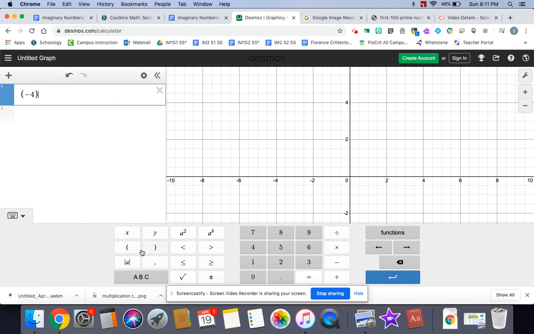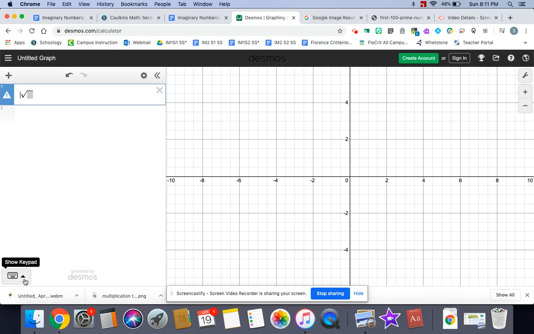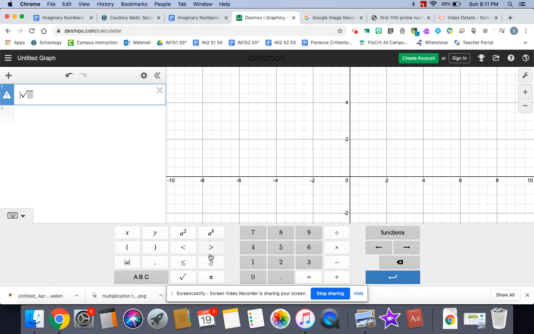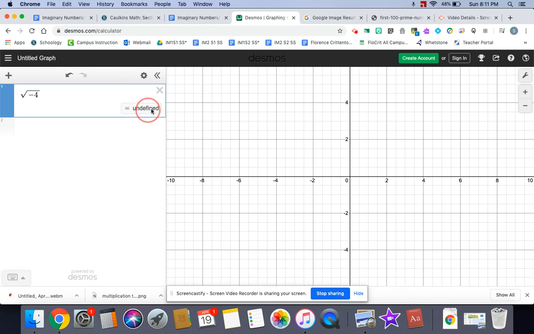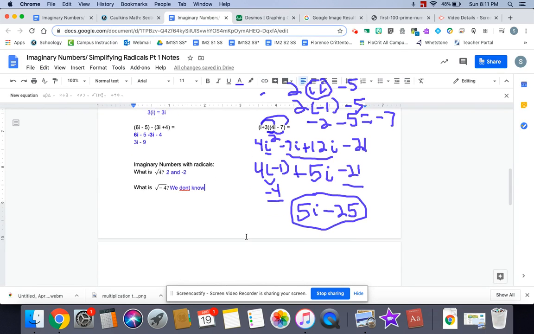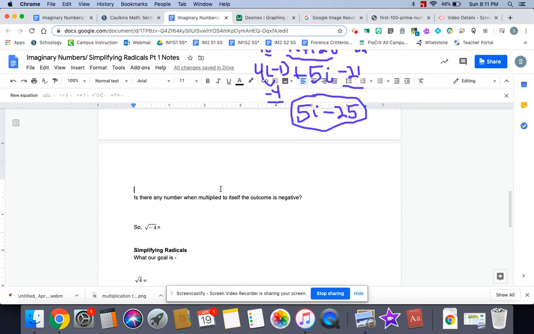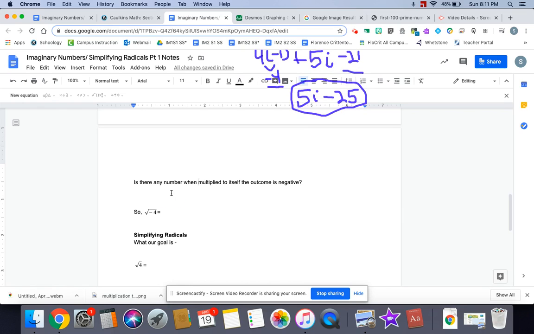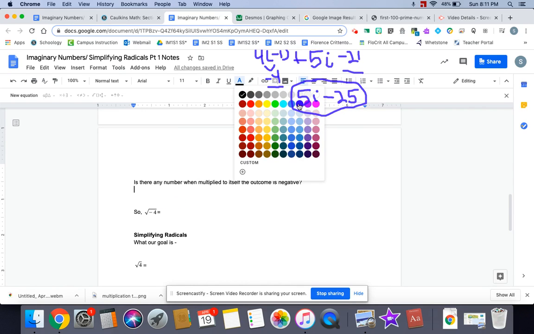Oh, here's what I gotta do. I gotta use that. This is the Desmos graphing calculator. When you're in Desmos, down here there's this little show keypad you can click, and then you can see the square root button right here. If I type in negative 4, it's going to say equals undefined. It doesn't have an answer because you can't take the square root of a negative, not in the real world at least. So is there any number in the real world that, when multiplied by itself, the outcome is negative? No, not in the real world.